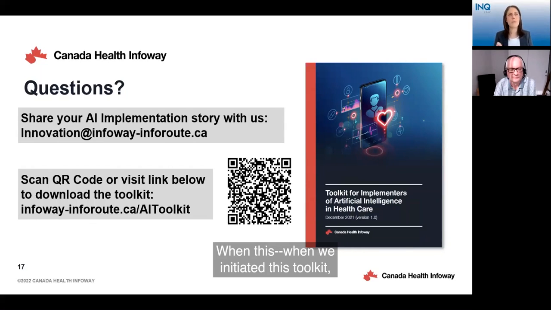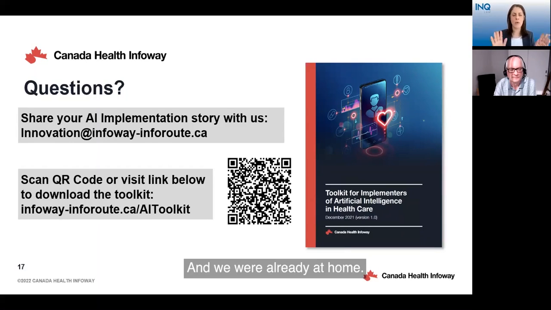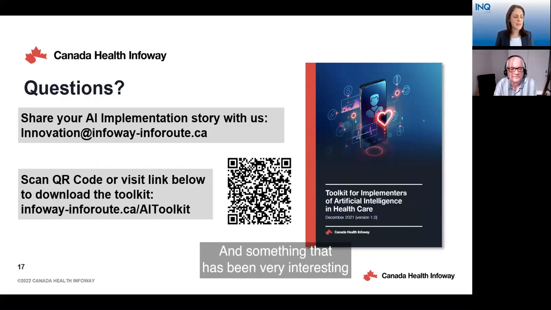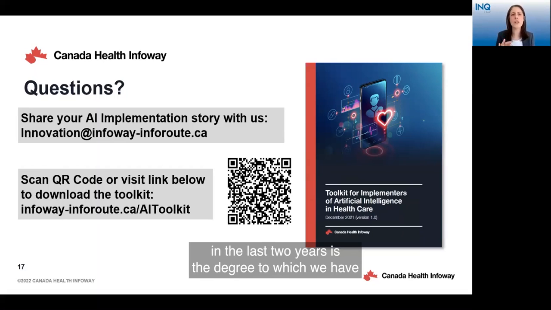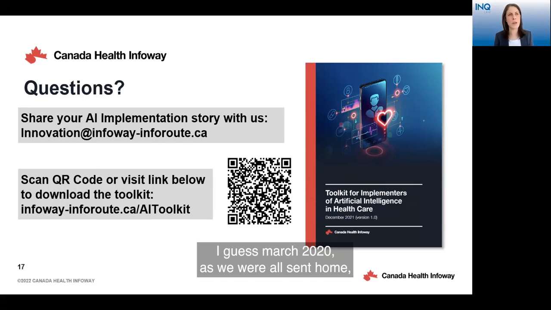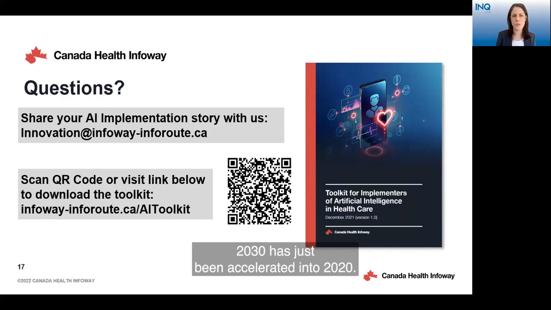When we initiated this toolkit, it was already COVID, okay? We were already at home. And something that has been very interesting in the last 2 years is the degree to which we have accelerated that digital transformation. It was, I think, very astutely put by one of our startup founders right at the beginning of 2020, I guess March 2020, as we were all sent home, where he said, 2030 has just been accelerated into 2020.